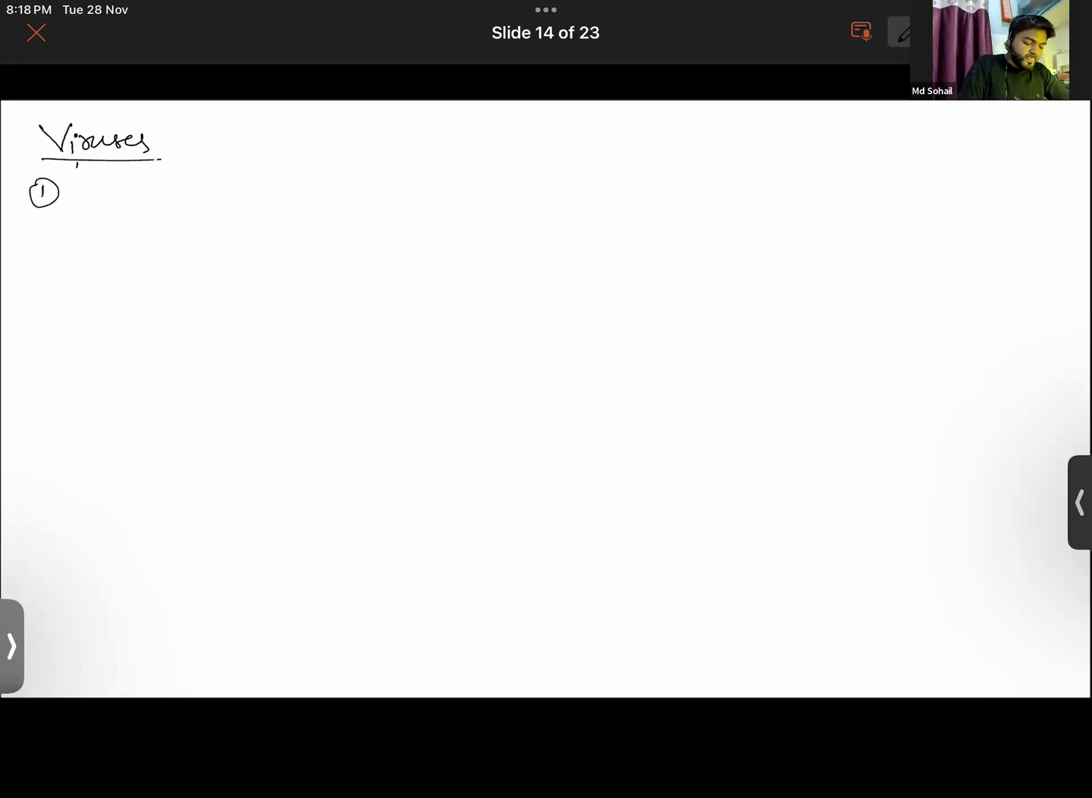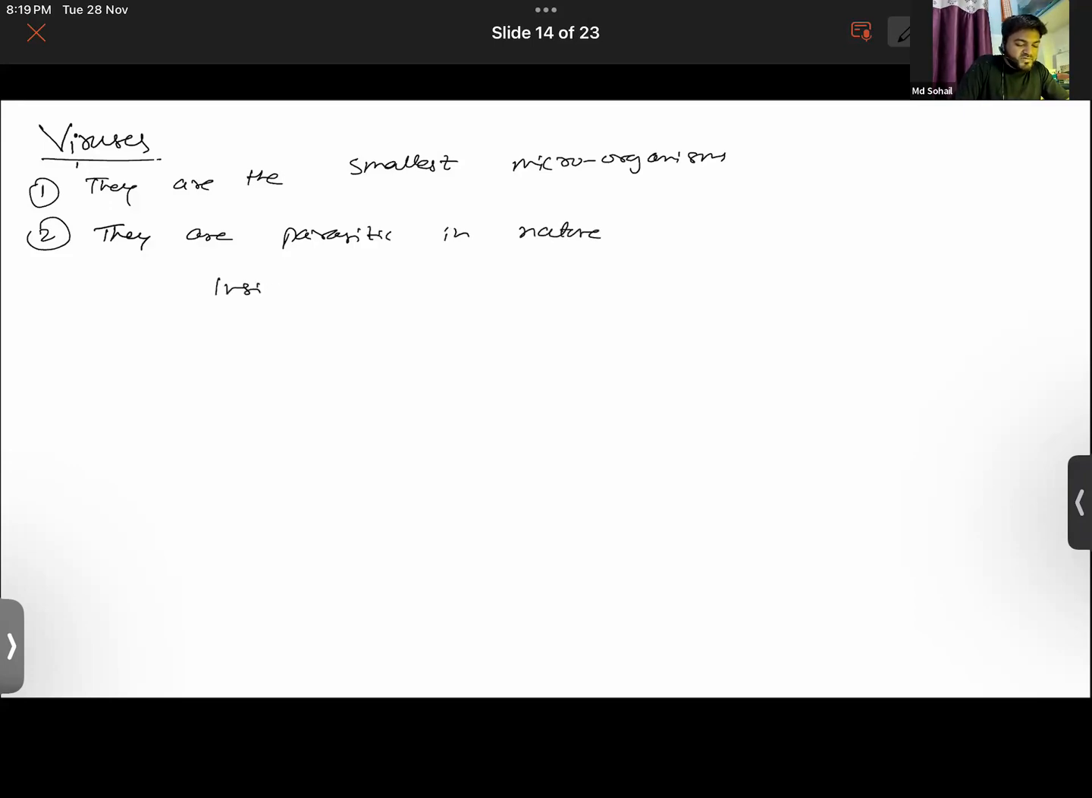First thing is that they are the smallest microorganisms. Second thing is that they are parasitic in nature. So inside the host, they will be alive, and outside they will be dead.